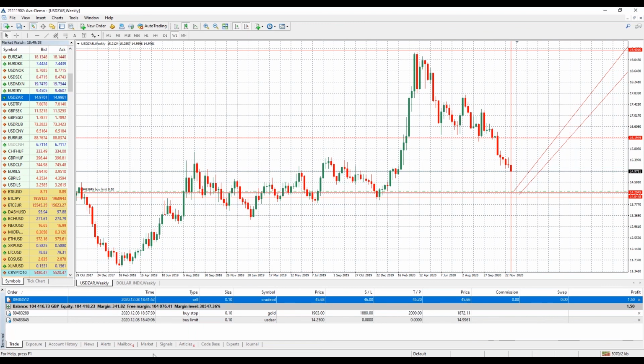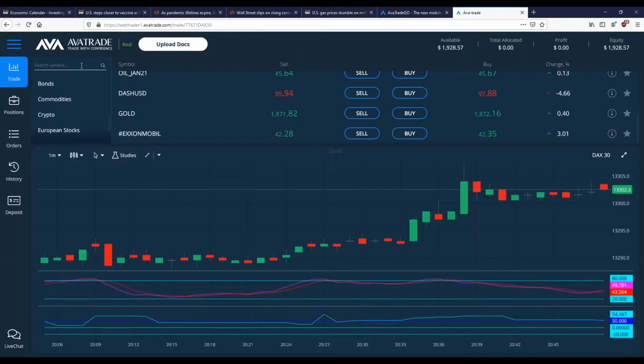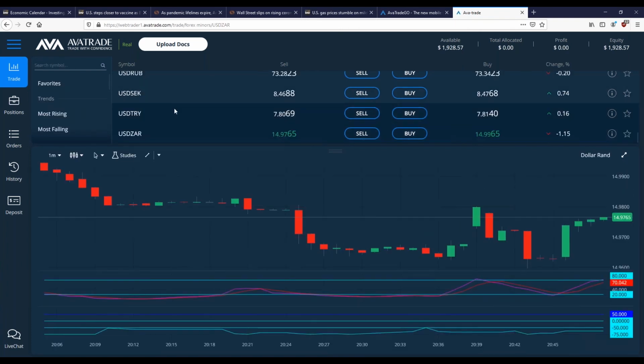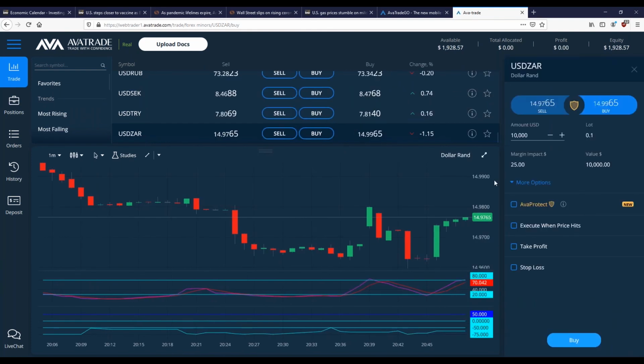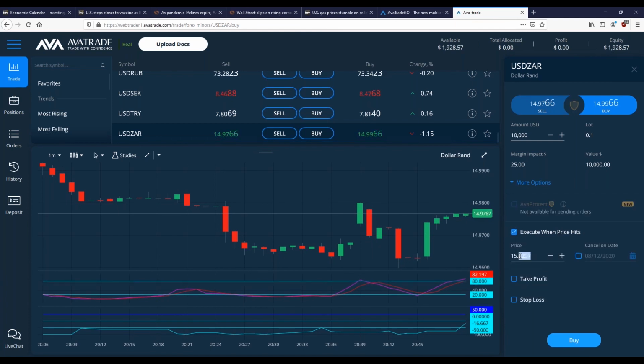Now, if I use the web trader, I can do USD ZAR. ZAR is South African rand for those of you that are new. Okay, here it is. I've added it to my favorites list then. And let's say I want to buy on it, but let's say I want to do a pending order. So instead of having to pick what type of pending order, with this, you just put execute when price hits. That's it. I can put my price, execute when price hits, and it makes it the right type of pending order. That's it. Very simple.